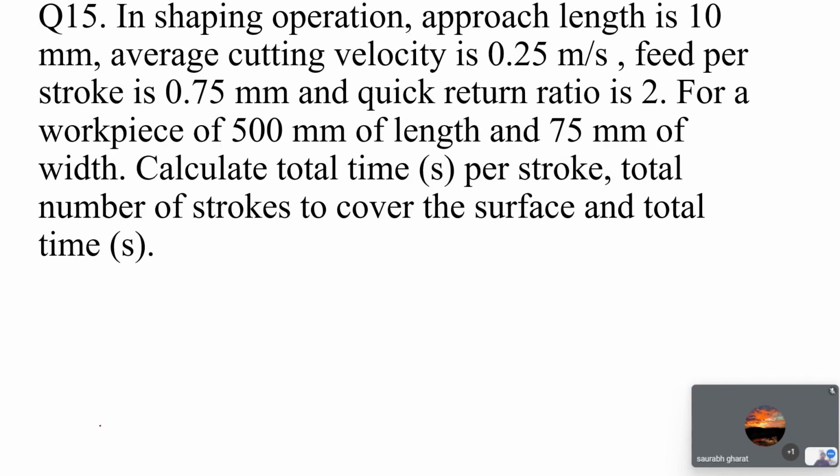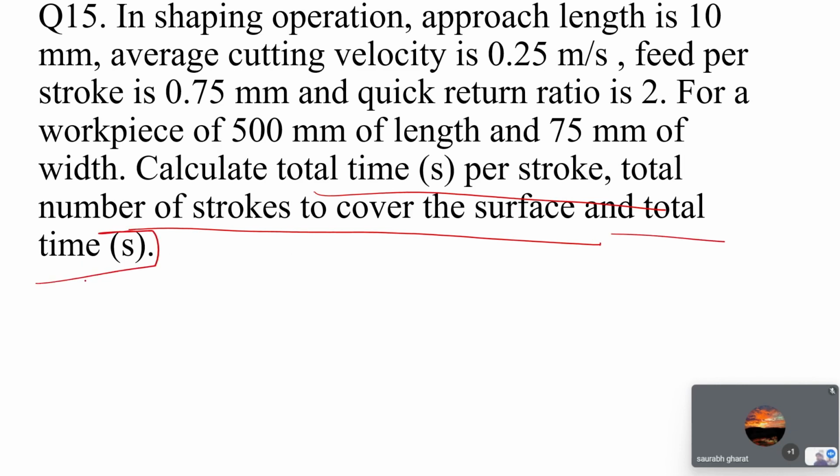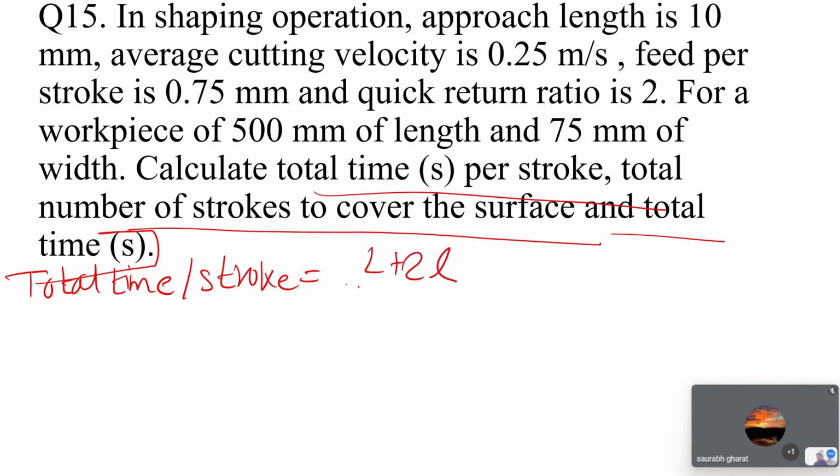Okay. In shaping operation, again approach length is 10. I think we kept everything same over here. Just to change, calculate the total time per stroke and total number of strokes to cover the surface. So to change, some additional parameters you add, everything else is same. Okay, that is the concept. So we need to find total time now. Total time per stroke, formula is L plus 2L by V into 1 plus 1 by R.